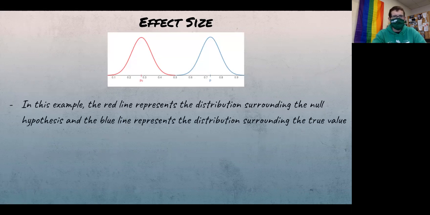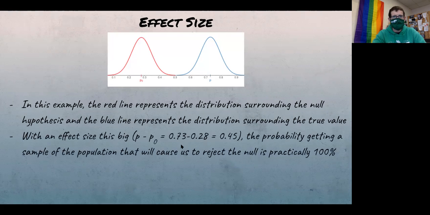So in this example, the red line is going to represent the distribution surrounding the null hypothesis. And the blue line represents the distribution surrounding the true value. With an effect size this big, going from 28% to 73%, 45% different, the probability of getting a sample that will cause us to reject the null is practically 100%. Let me explain what I mean.